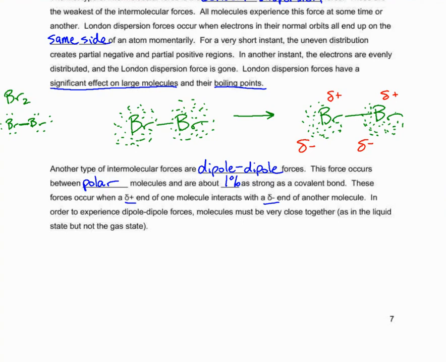So let's look at this molecule, unusual, ICl, so one iodine and one chlorine. And if you were to look at the bond between them, you have an iodine with an electronegativity of 2.5 and a chlorine with an electronegativity of 3. And so the difference is 0.5, which means that this bond is polar, a little bit polar.